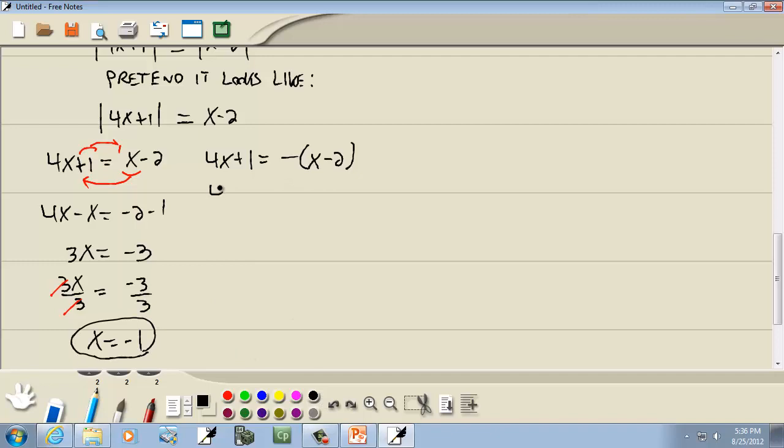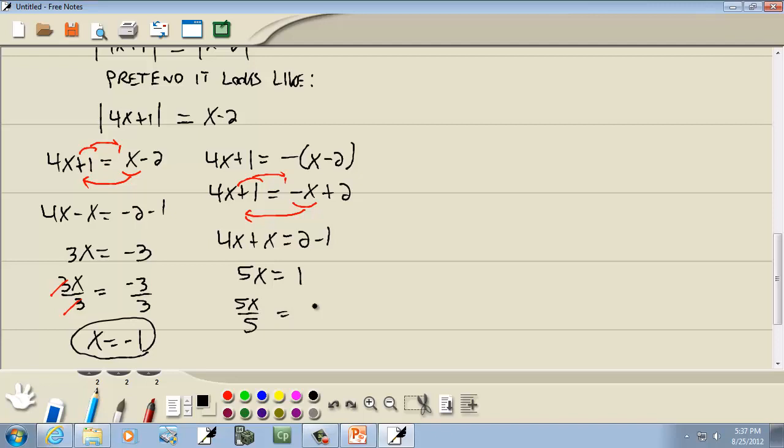On this one, the negative before the parentheses again flips the sign of everything inside the parentheses, so it becomes a negative x plus 2. Get all the x's on one side, numbers on the other side. So I got 4x plus x is equal to 2 minus 1. 4x plus x is 5x. 2 minus 1 is 1. Divide both sides by 5. And we get x is equal to 1/5. Because those 5's cancel. And those are our 2 answers.